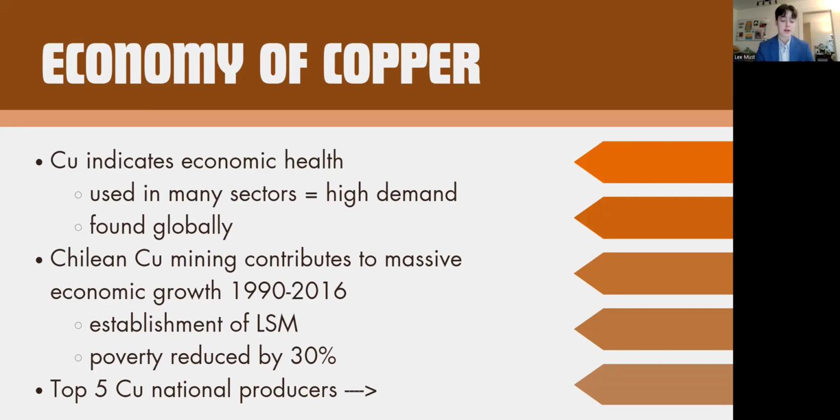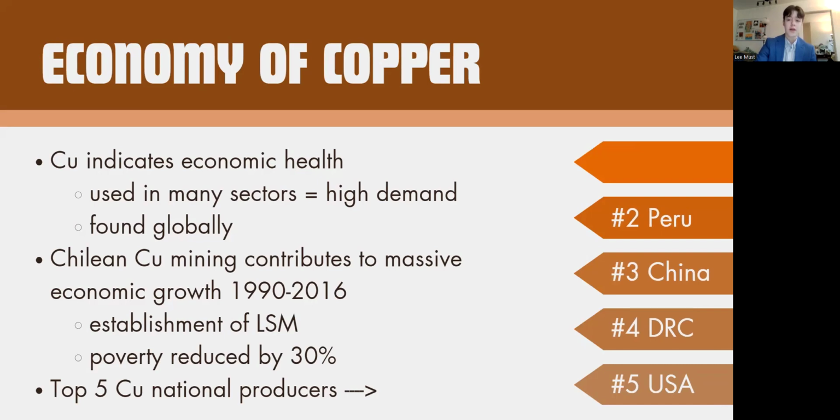Taking Chile as a case study, we can see that copper mining contributes to massive economic growth as their industry has grown between 1990 and 2016. This comes through the establishment of industrial large-scale mines, where they found that poverty was reduced by 30%. The top copper-producing nations of the world are at number 5, the USA, at number 4, the DRC, at number 3, China, at number 2, Peru, and at number 1, Chile. And Chile as a case study indicates just how important harnessing copper as an industry is for your country's economic health.